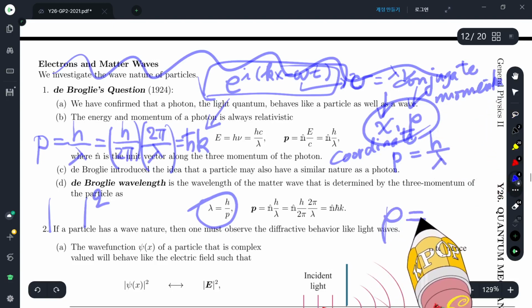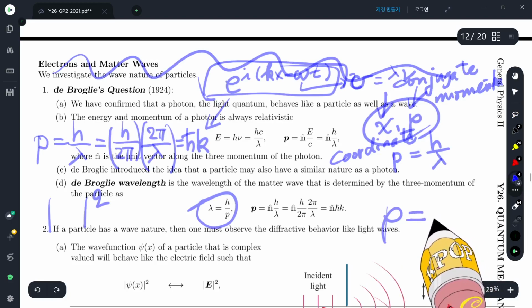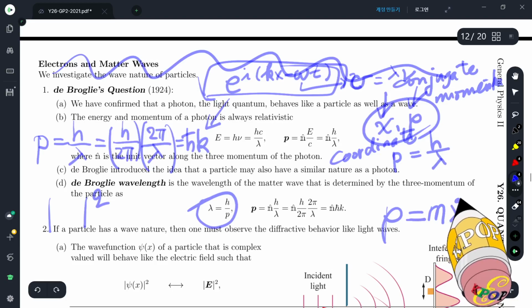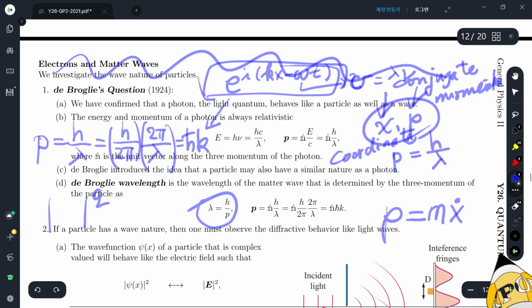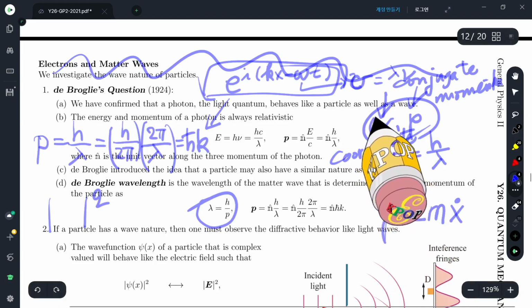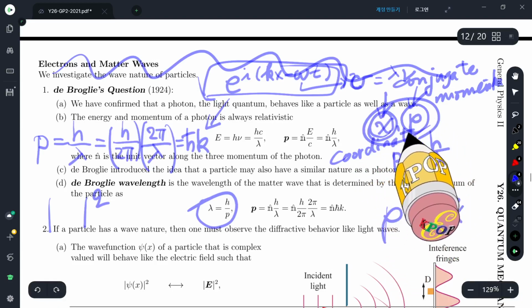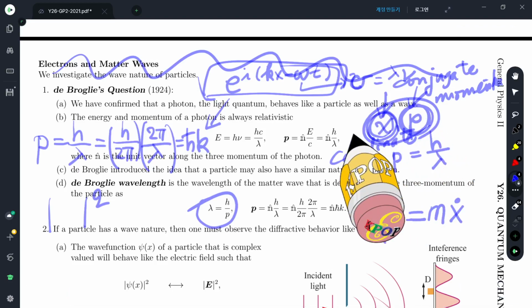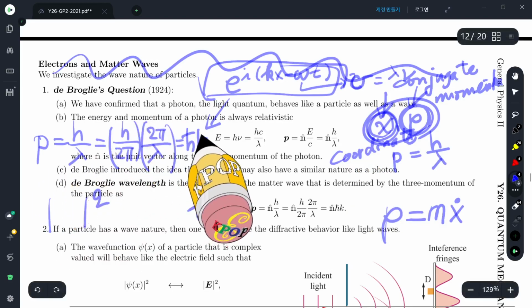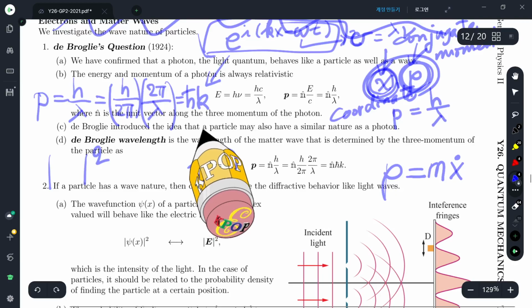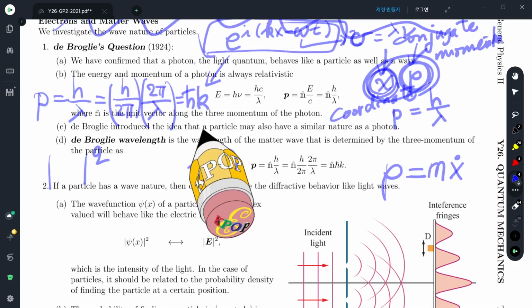Momentum in non-relativistic theory is mass times velocity. So position and momentum cannot be determined accurately simultaneously. That's the big difference between wave mechanics and classical theory.